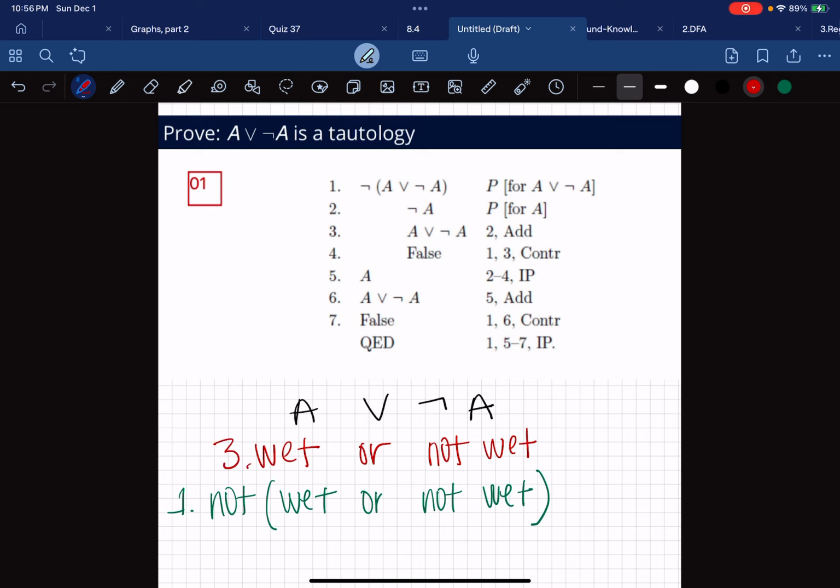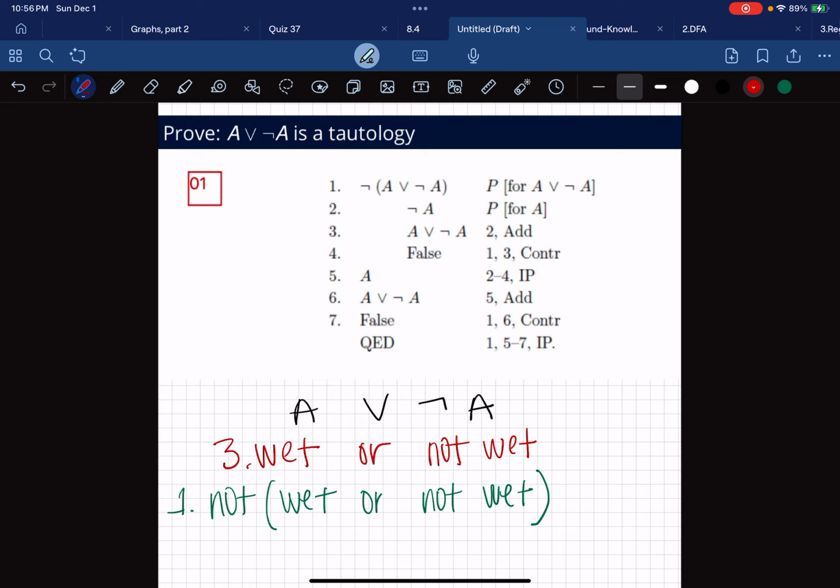As you can see, for line 3 it's saying that our clothes are either wet or not wet. And for line 1, it's saying that our clothes are not wet or not wet. Which, as we can see, these two one-point formulas are logically different.